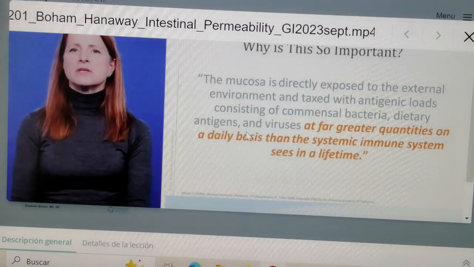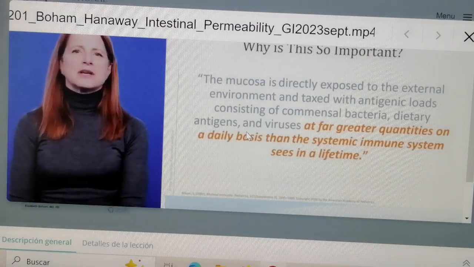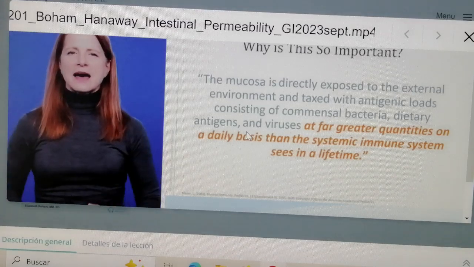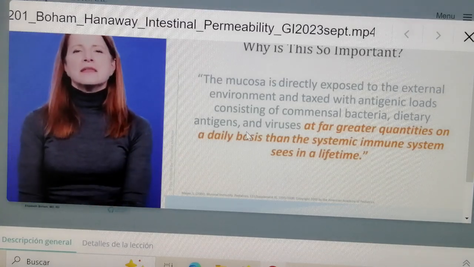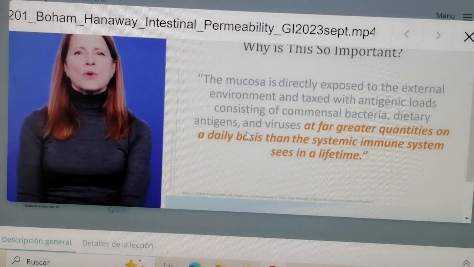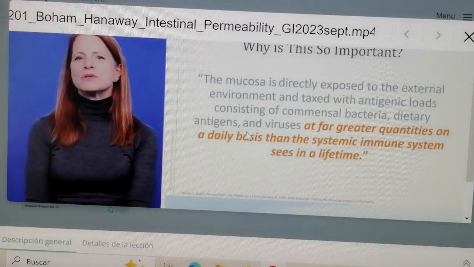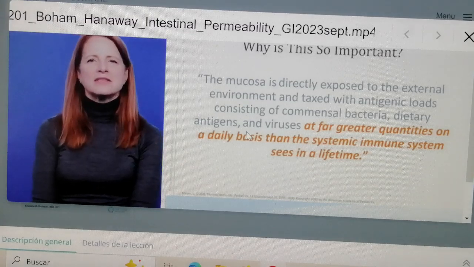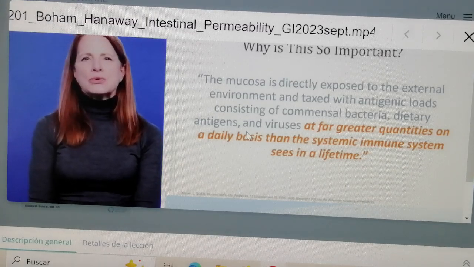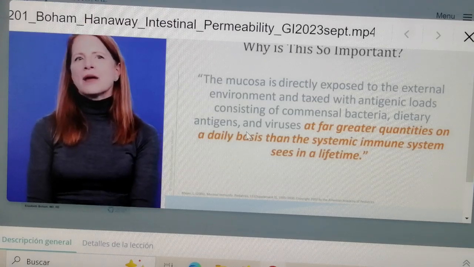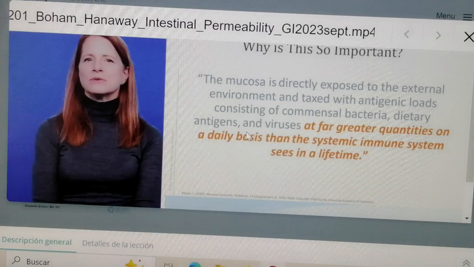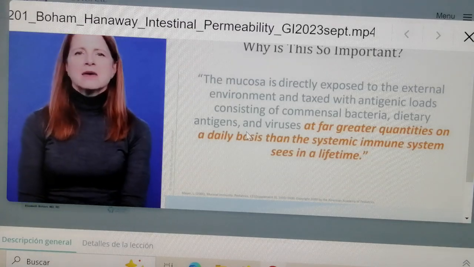We have a lot of our immune system surrounding our digestive system, and that is because we are exposed inside of the intestines. This barrier is exposed. The inside of our intestines is exposed to tons, 3 to 7 tons of food in our lifetime, and that has a huge antigenic load, more antigenic load on a daily basis than our systemic immune system sees in a lifetime.